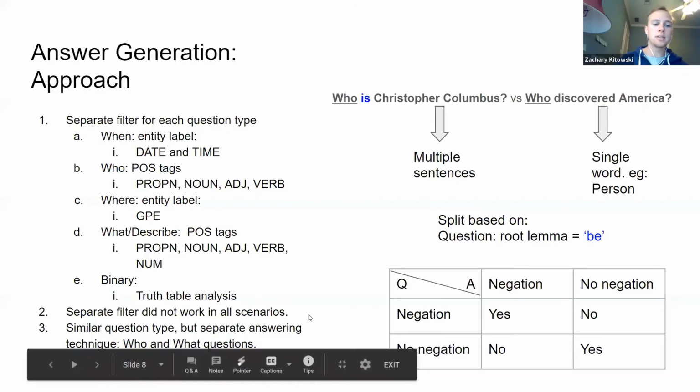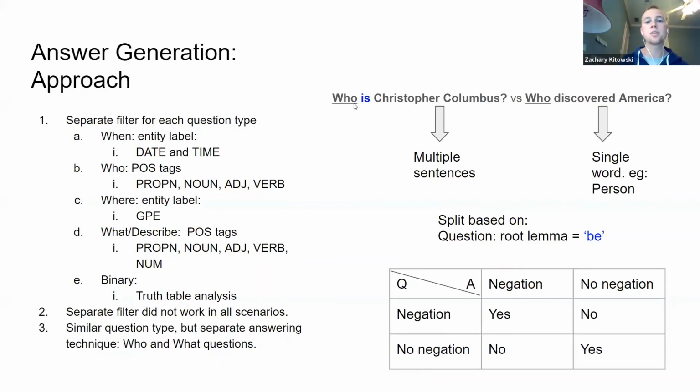We also realized that there could be similar questions but different types of answers. So who is Christopher Columbus and who discovered America require 2 different types of answers. Who is Christopher Columbus? We really want multiple sentences to evaluate on. So we want Christopher Columbus is an explorer or things like that. Whereas who discovered America, we really just want a single word. And so we expanded that logic to different questions like who and what and things like that.